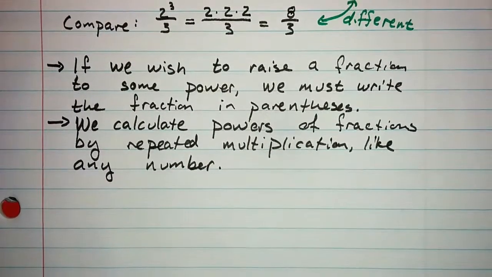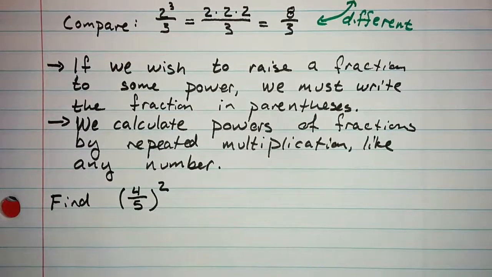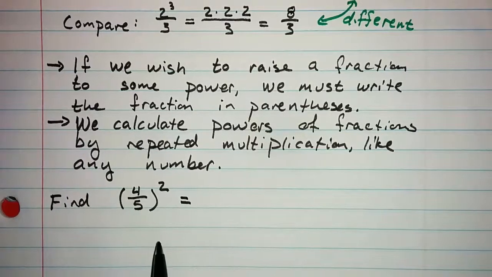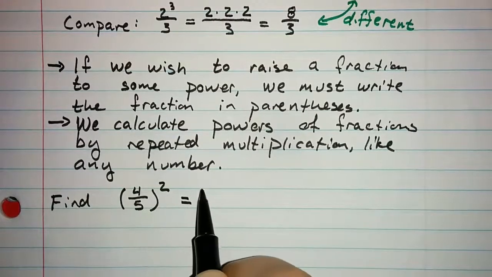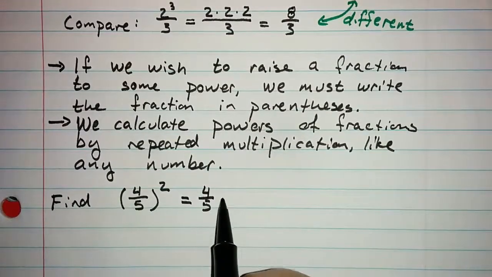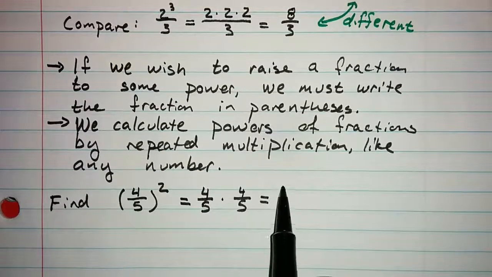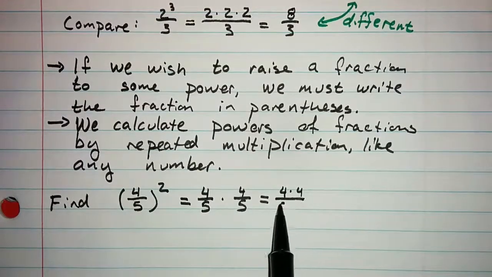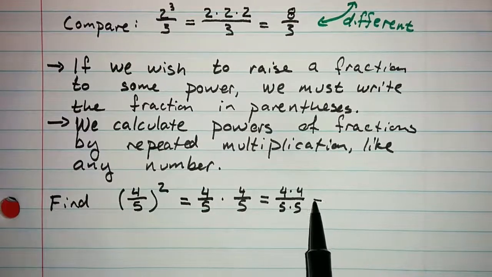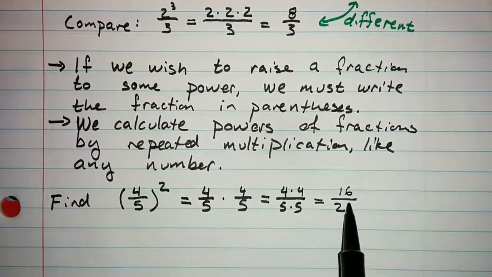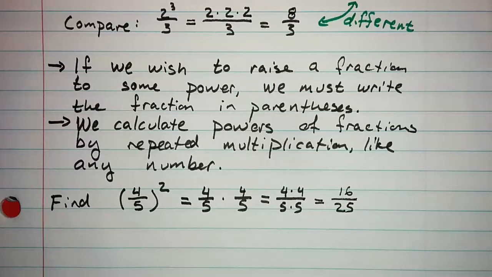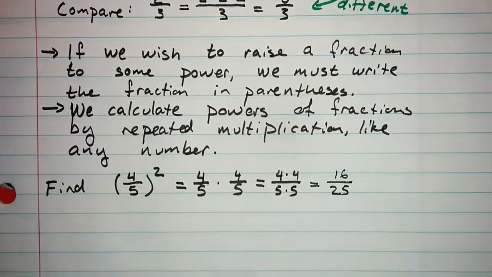So if I asked you to, for example, calculate (4/5) squared, what would you do? Pause the video and try this now. Well, you would understand this as repeated multiplication. Second power means 2 copies of 4/5. So that would be 4 times 4 over 5 times 5, or 16/25.